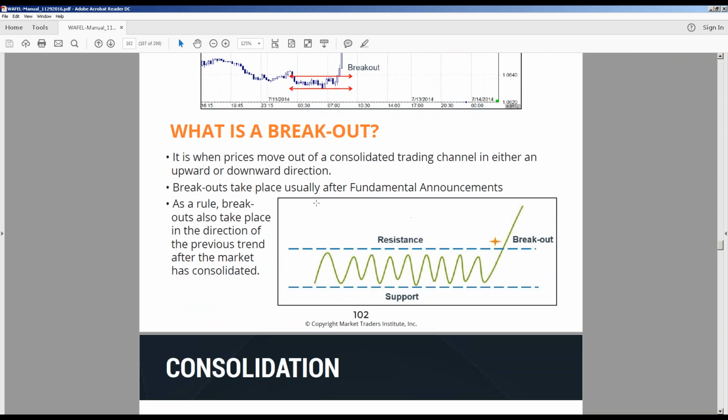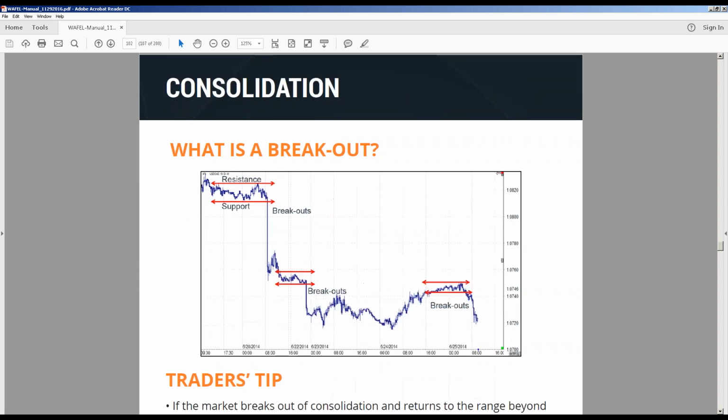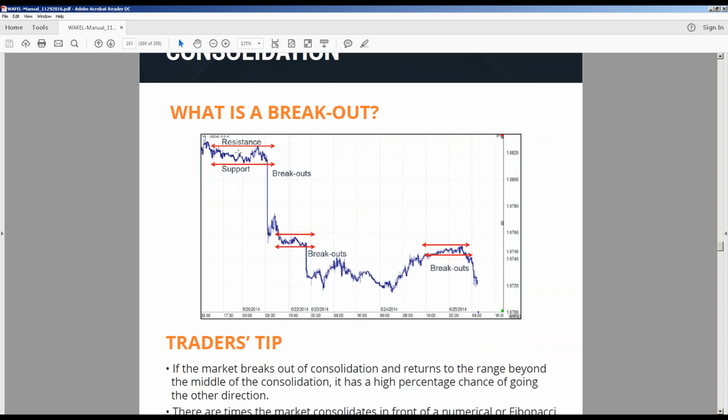Now, what is a breakout? It's when prices move out of a consolidated trading channel in either an upward or downward direction. Breakouts take place usually after fundamental announcements. As a rule, breakouts also take place in the direction of the previous trend after the market has consolidated. There we go. Market will consolidate and then break out in the direction of the preceding trend.